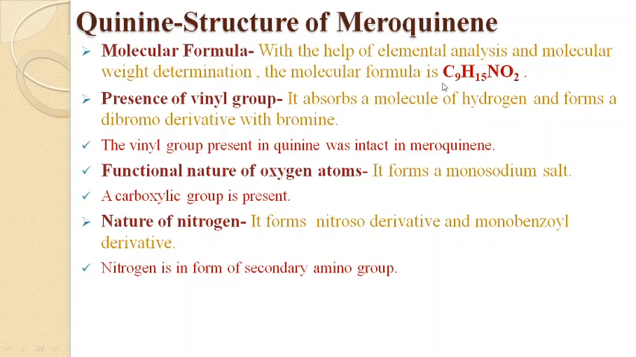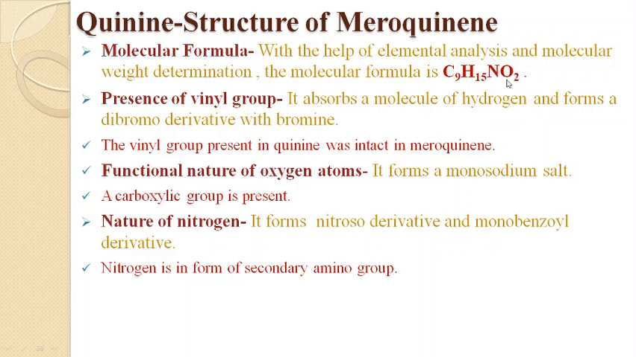Next is the oxygen atom, the functional nature of oxygen atoms. There are two oxygen atoms in meroquinine, and the functional nature was found to be as follows. It forms a monosodium salt, which means that a carboxylic group is present in meroquinine.